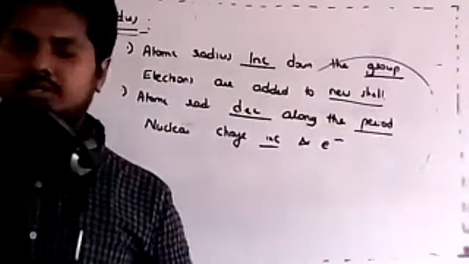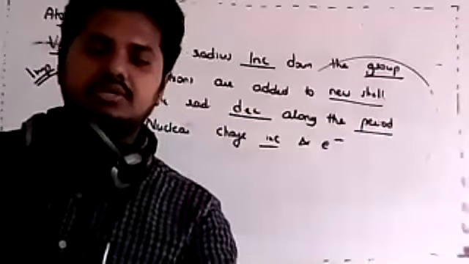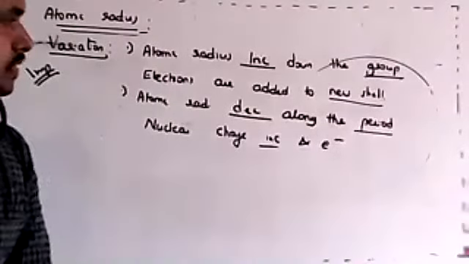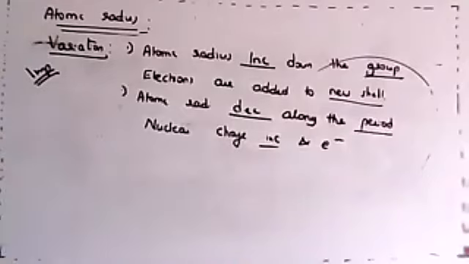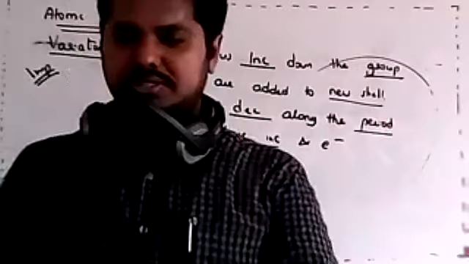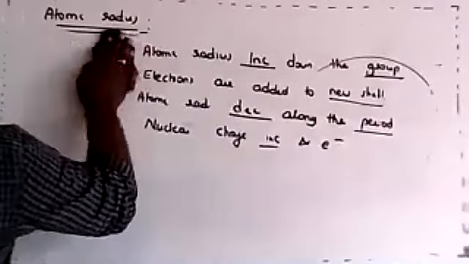You should write that first: electrons are added to the same shell and nuclear charge increases. Got it, my dear students? So this is the thing that is related to the atomic radius. This was also somewhat discussed that day, and let's move to the next part now.